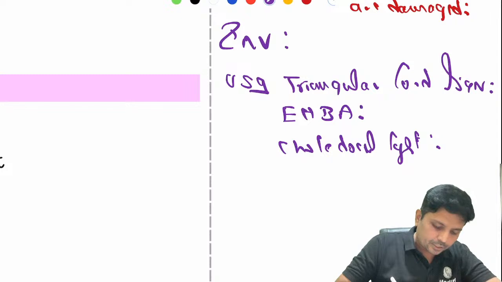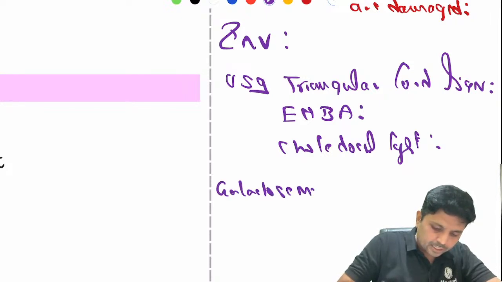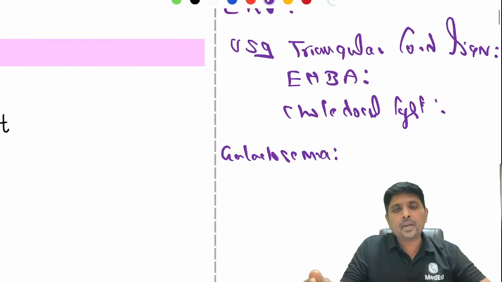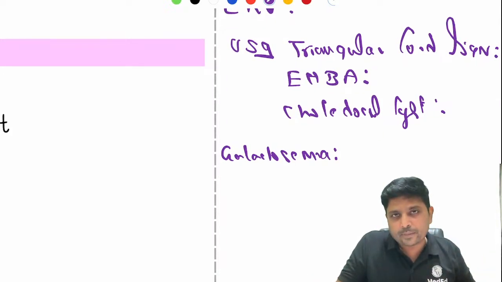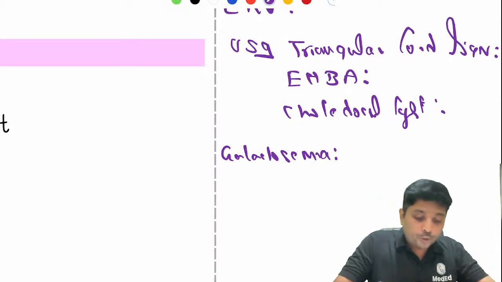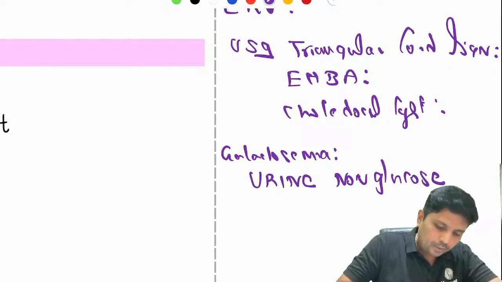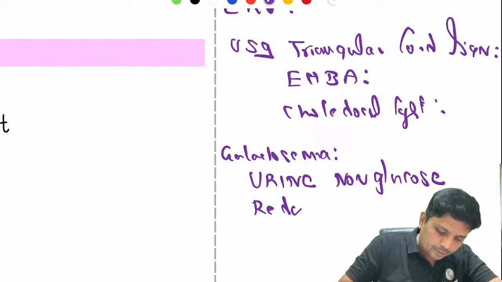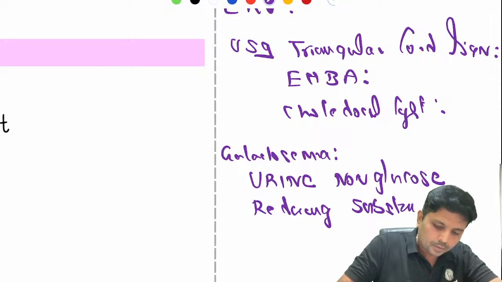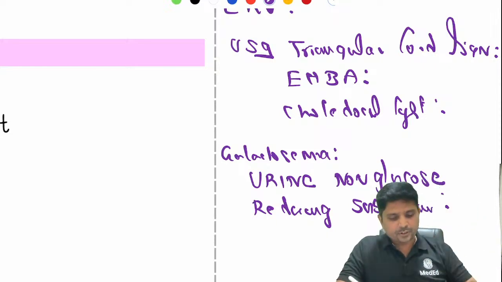Other investigations. Galactosemia: what is the simple investigation that can be done for galactosemia? Urine for non-glucose reducing substances, suggestive of galactosemia.